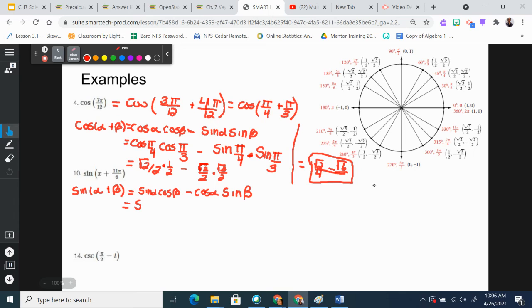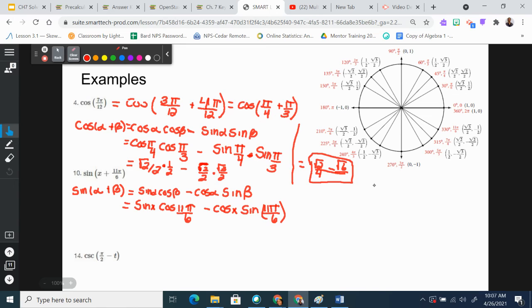So it's sine x cosine of 11 pi over 6, minus the cosine of x sine of 11 pi over 6. Oops, I keep writing the pi before the 11. I'll put the 11 in front. 11 pi over 6.